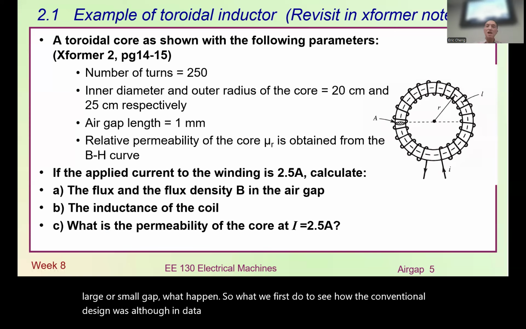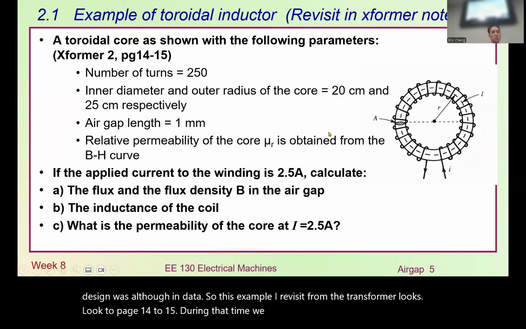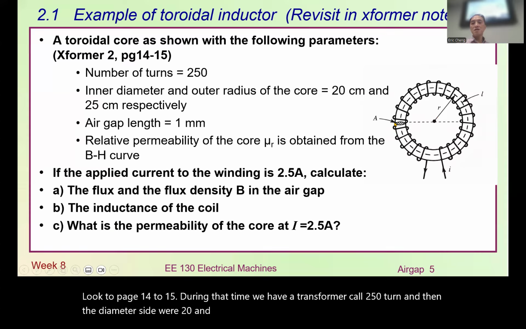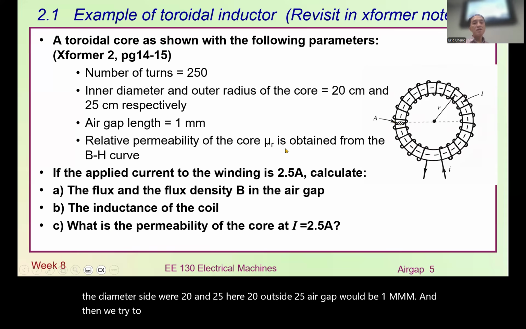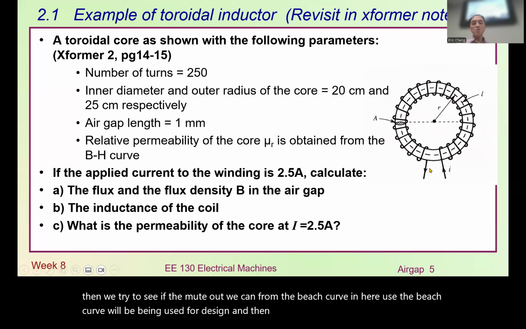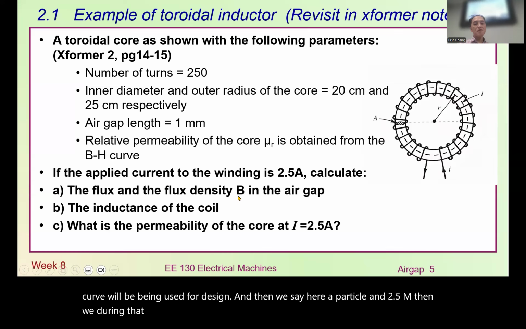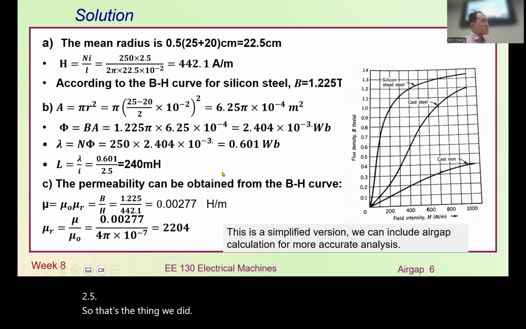That's an example I revisit from the transformer notes, pages 14 to 15. During that time, we had a transformer core with 250 turns, and the diameter inside 20, outside 25. The air gap was 1 mm. We used the BH curve for the design. Then we asked about the B field, the inductance, and the permeability at 2.5. So that's the thing we did. Let's see how we did that.